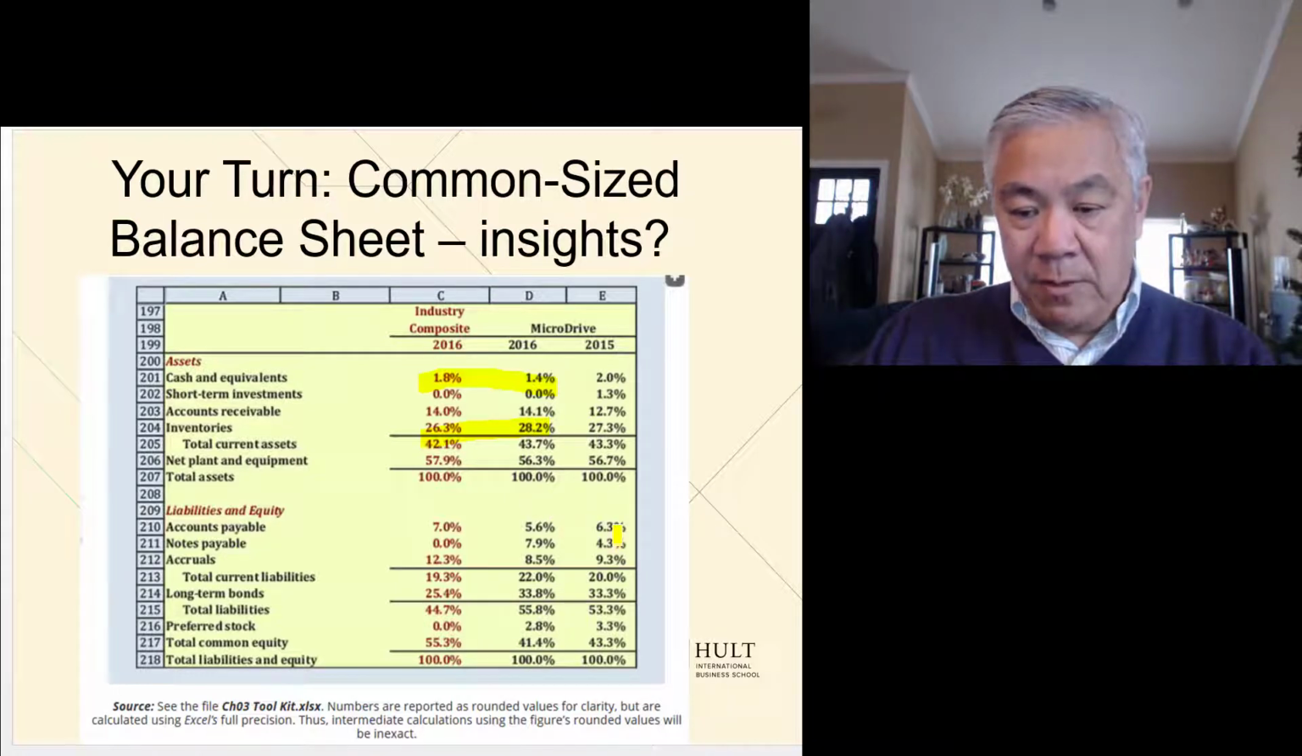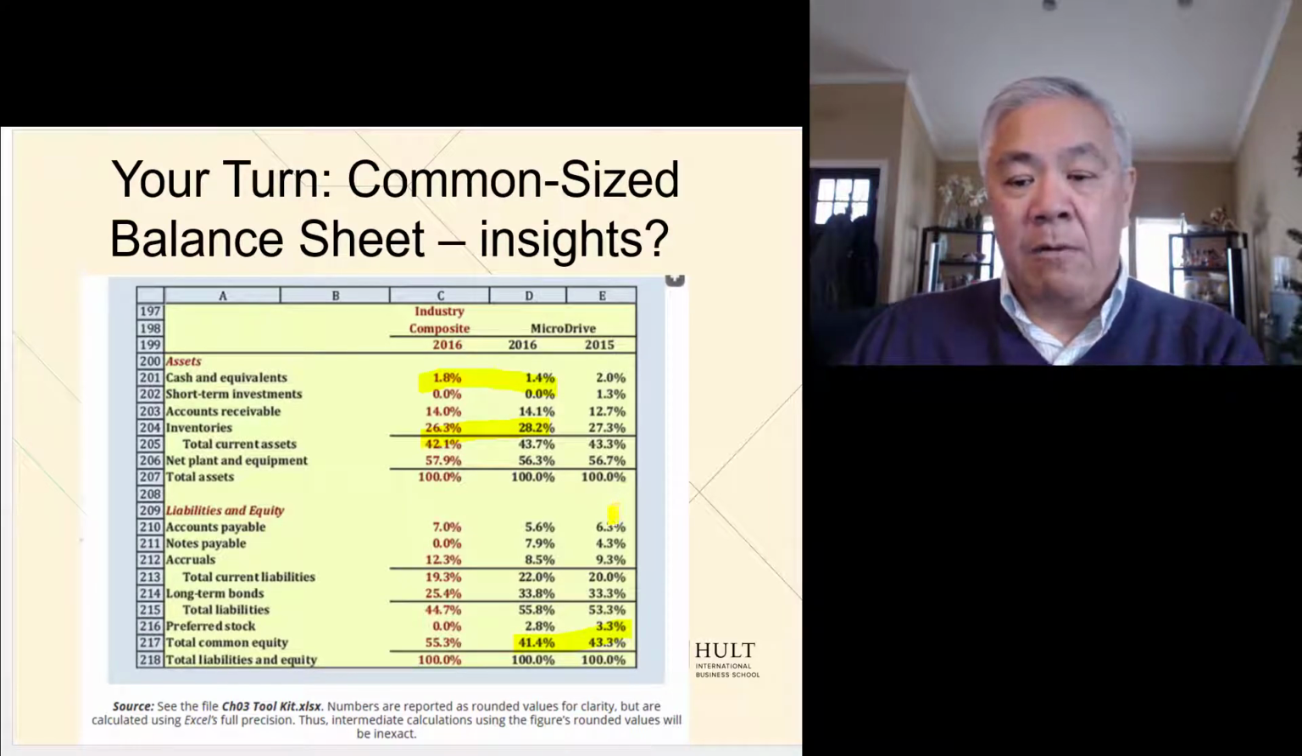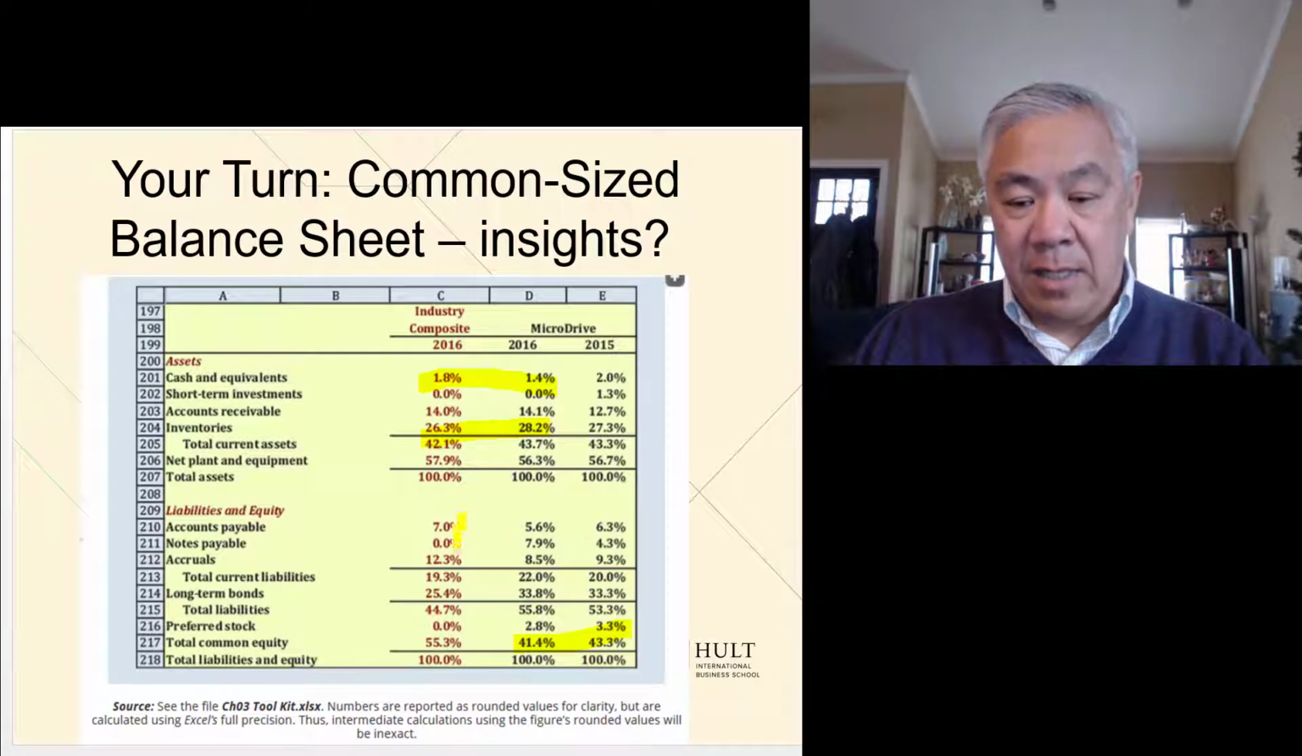On the liability side, once again, if we start with Microdrive year to year, we start AP is going down, which is favorable. But look at our notes payable. It's gone from 4.3% of assets to 7.9%. That's a pretty major increase in our debt load. And then we also see here that our equity went from 43 down to 41, which is a concern that we're now reducing our equity and therefore increasing our liability.